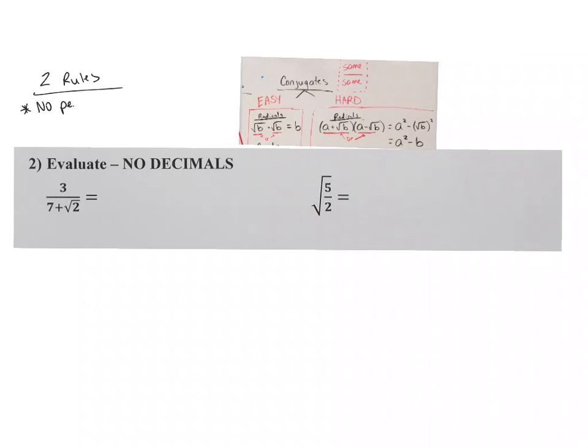No perfect square factors. That's a rule. All right. The other rule: no radicals in the denominator.